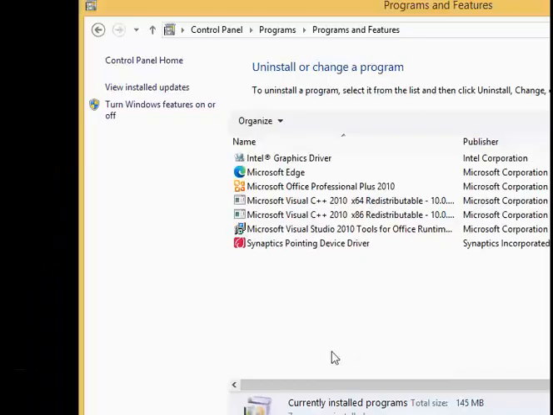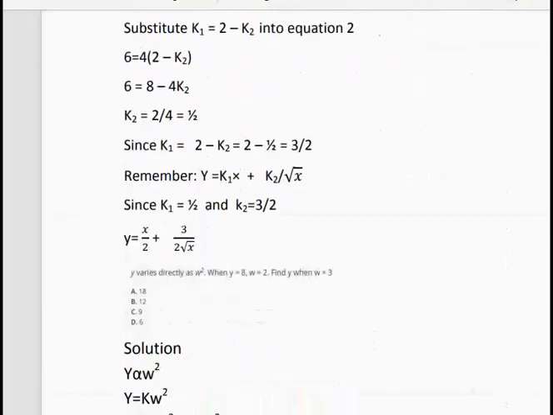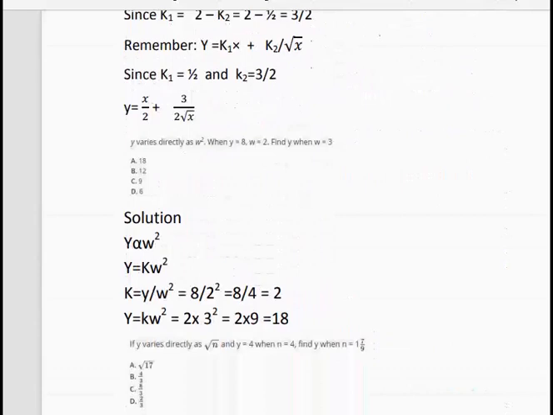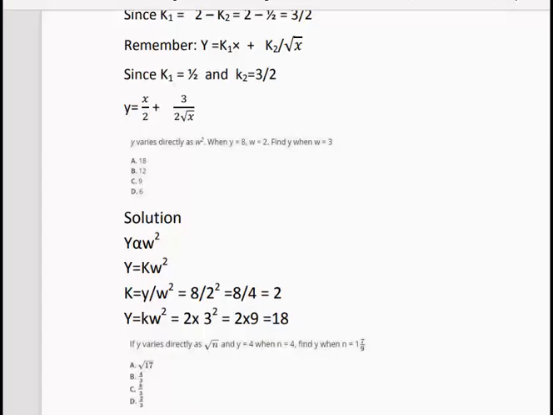Okay, here we go. I'm going to work on some questions. I have a question here. It goes this way: y varies directly as w square. So let me put the statement: y varies directly as w square. Now, when y is 8, w is equal to 2. So if y varies directly as w square, that means y is equal to kw square, right?